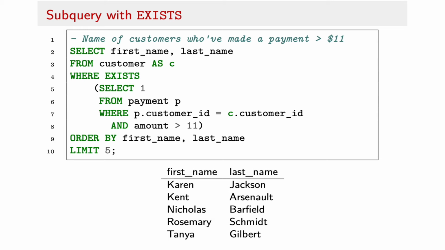Here's another example of using exists, where we're now finding customers who've made a payment greater than $11. I don't know why 11, but there it is. Same basic pattern here. We're in the subquery, we're selecting from the payment table, we're using that to join with the customer table because the payment information is found in the payment table.